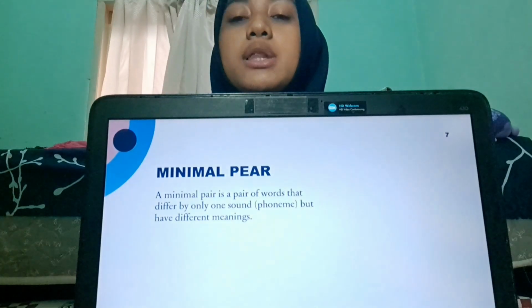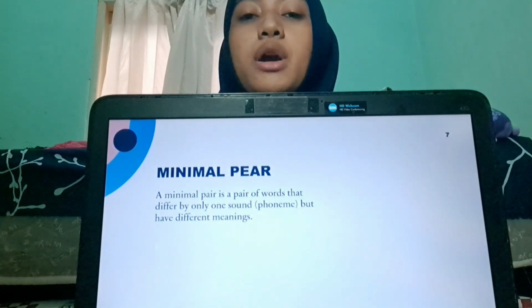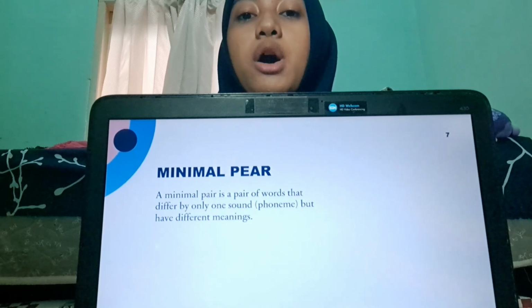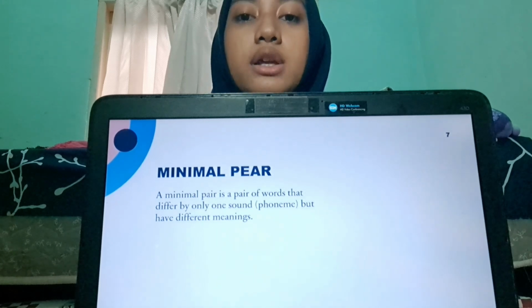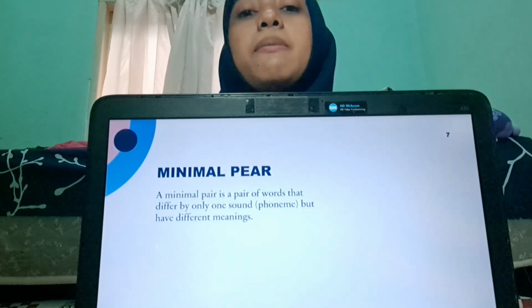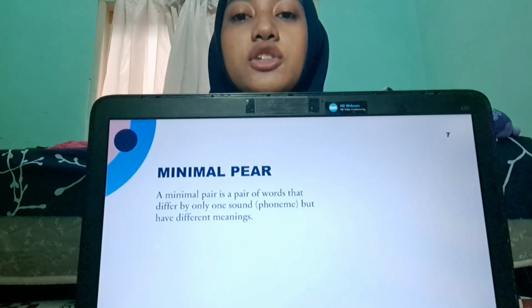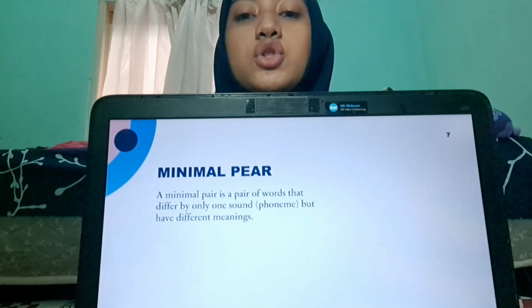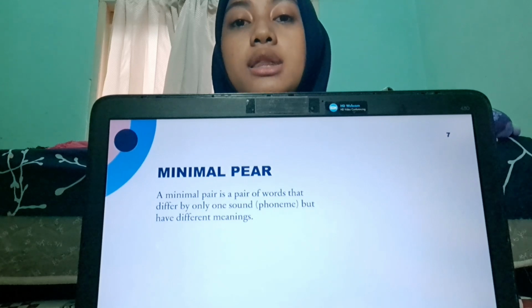And the next one is minimal pair. A minimal pair is a pair of words in a language that differ by only one phoneme and have different meanings. Minimal pairs are used in phonology to demonstrate that two sounds function as distinct phonemes in that language.